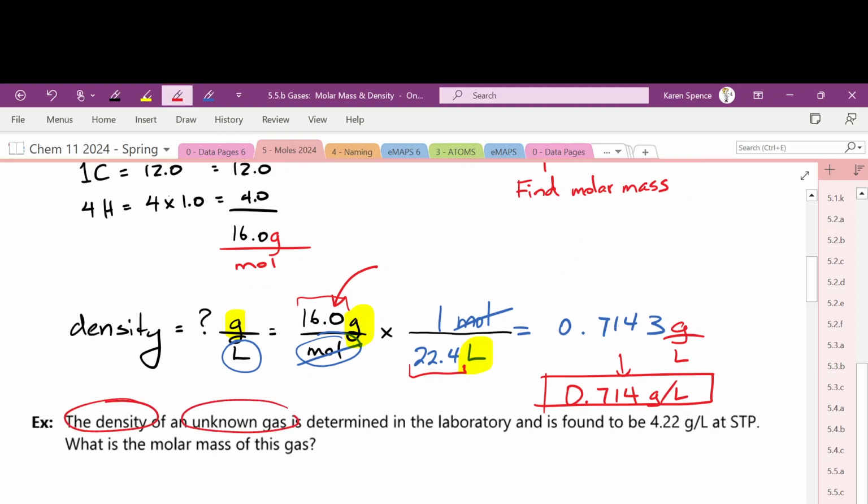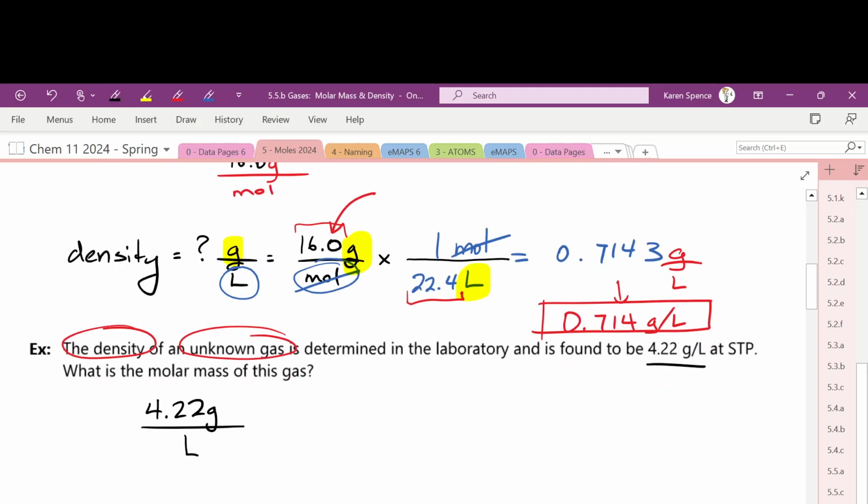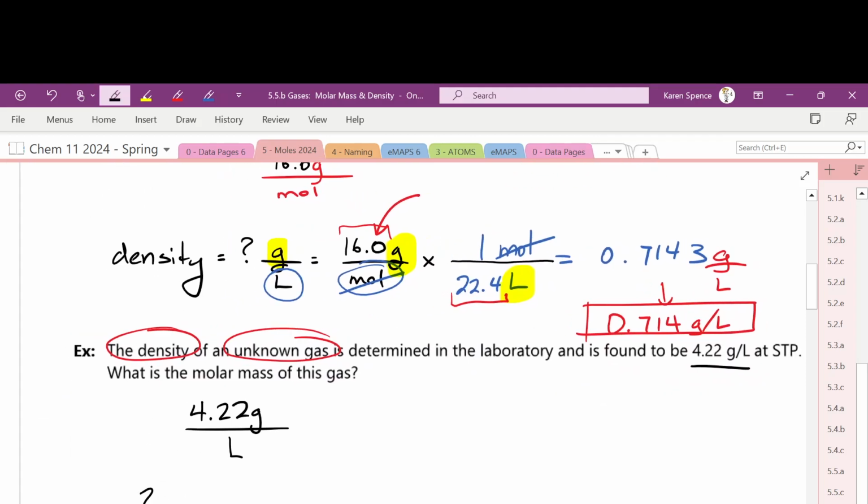Density of an unknown gas is determined in the laboratory and is found to be 4.22 grams per liter. How should I rewrite that? I should rewrite it as grams over liters. What is the molar mass? So I want to know the molar mass. And what's the unit of molar mass? Grams over moles.